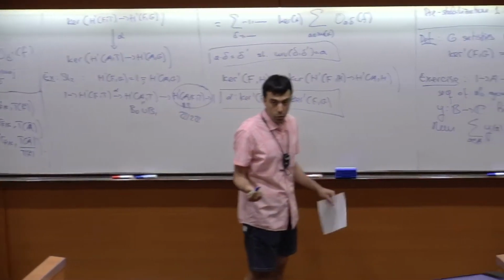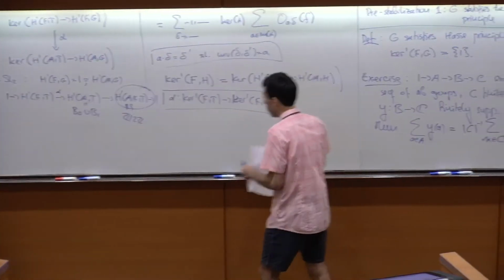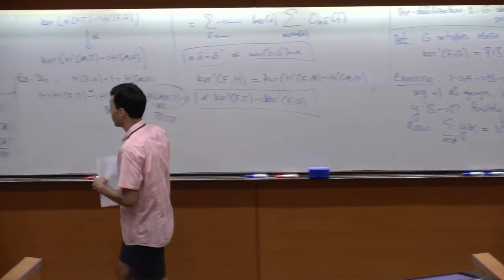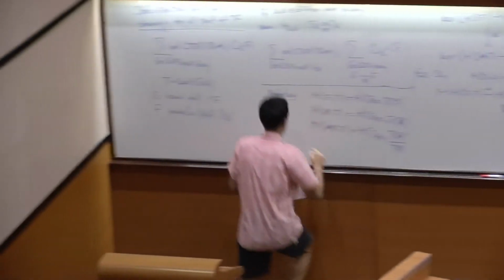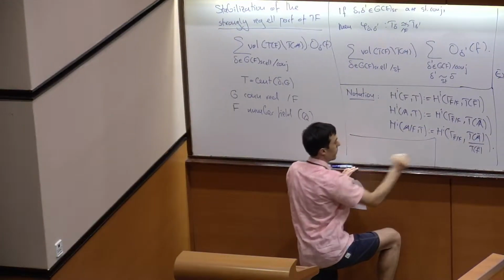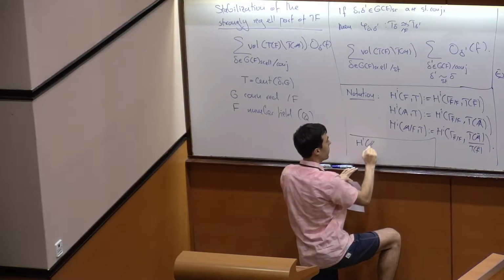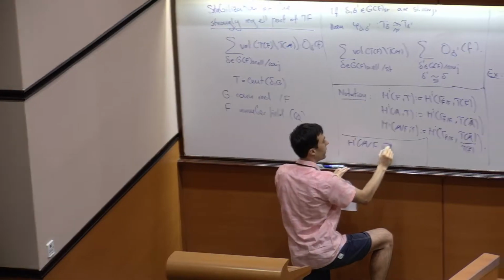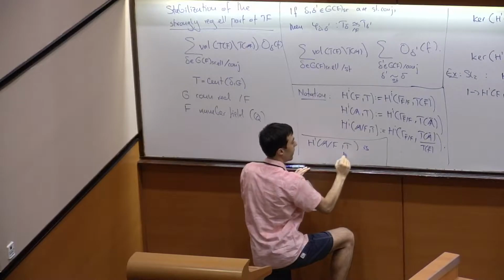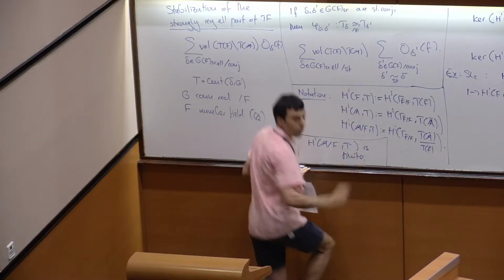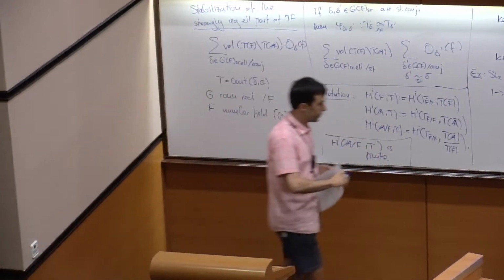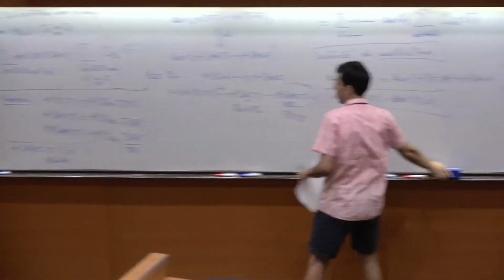This need not be Z mod 2Z anymore, but I should say this. This is one of the arithmetic results: H1 A over F T is finite. It's always a finite abelian group.